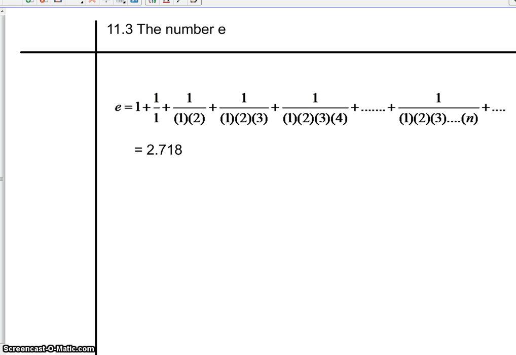But how e comes about is, if you notice, it's 1, and then what they do is they add another 1, but they create that by putting a denominator of 1. And then my numerators all stay the same, always 1. But each time, my denominator, we multiply by the next integer. So 1, then 1 times 2, then 1 times 2 times 3, and so on and so forth. What we end up getting is approximately 2.718.